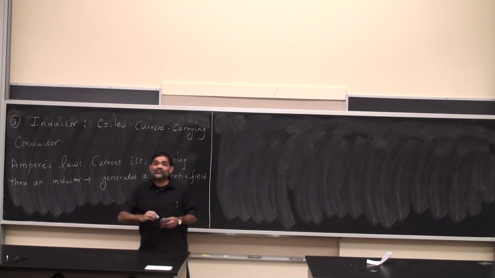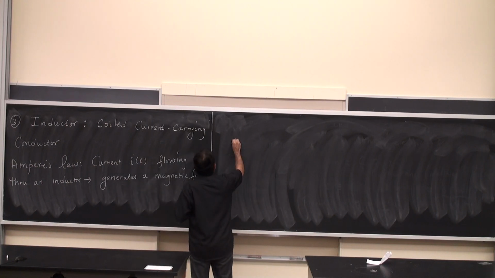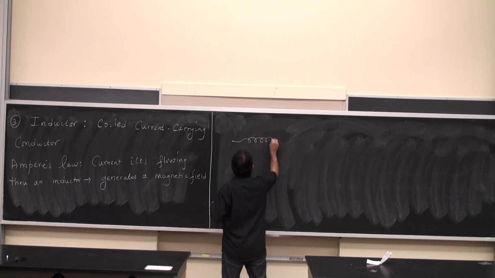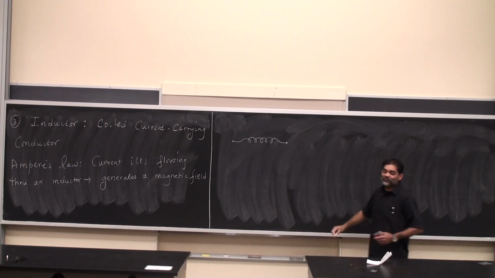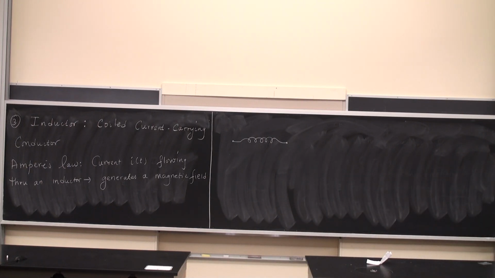Alright, so here is a representation of an inductor. It looks like a torsional spring. One of my most favorite elements is a torsional spring. It always causes confusion, which is why I like it.